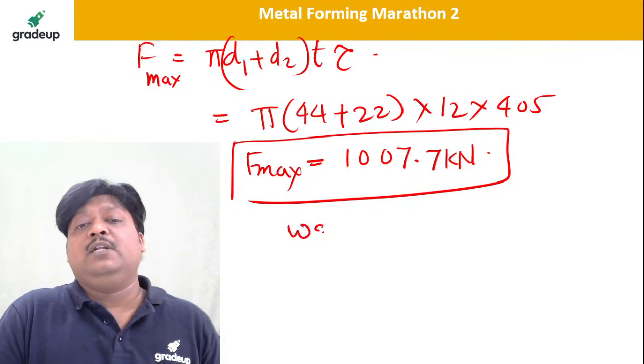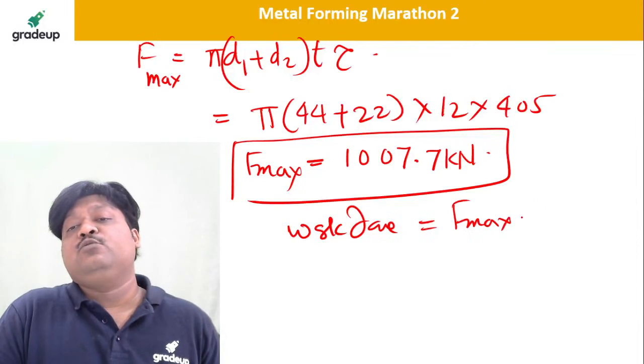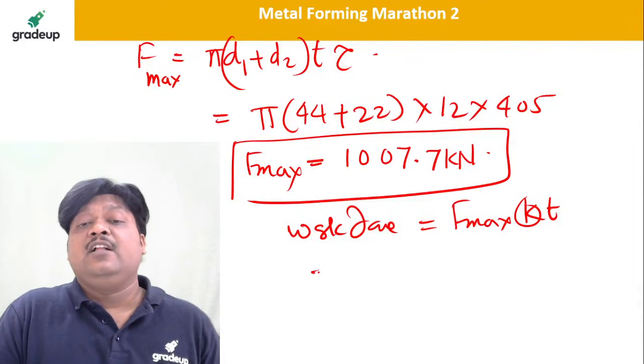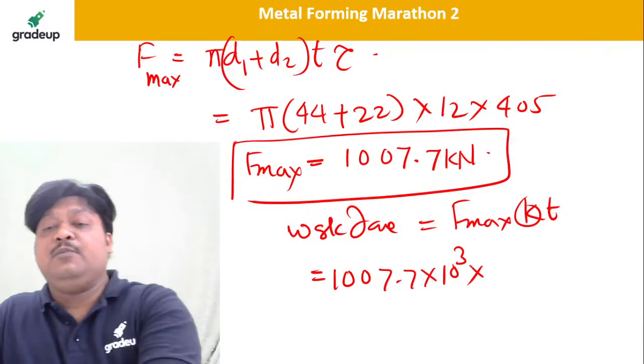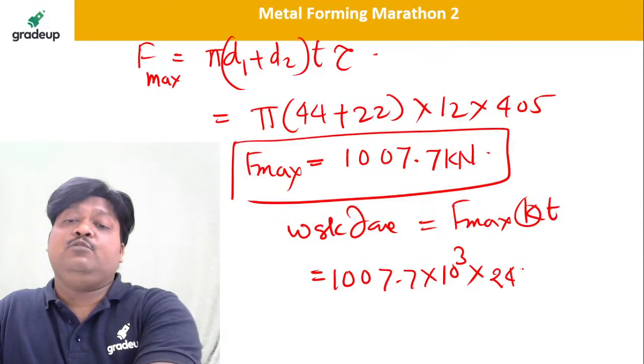And work done, you know, work done is what? Force into displacement, F max into KT. K is penetration, T is the thickness. So F max is 1007.7 into 10 to the power 3, into penetration, which is 24% into thickness.